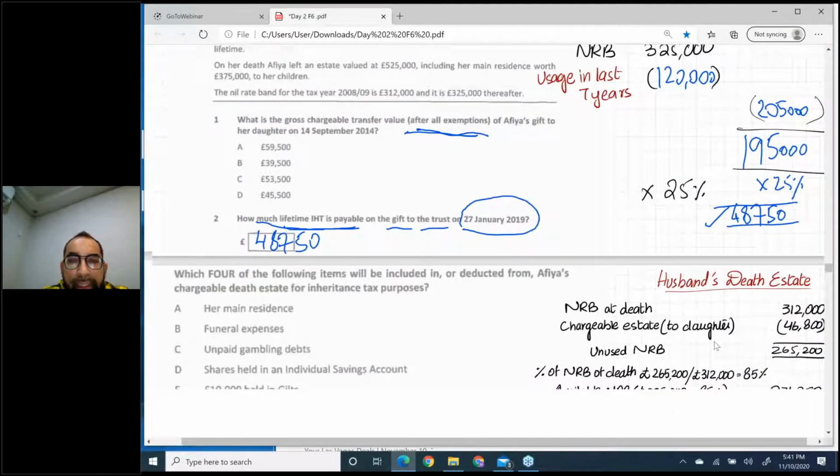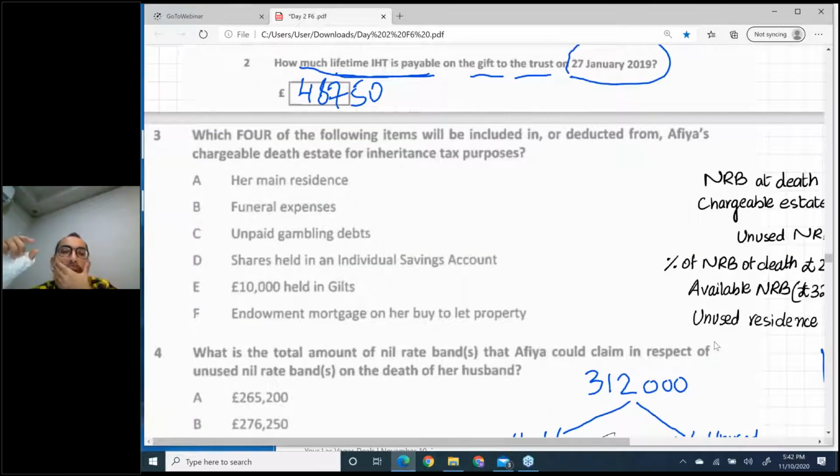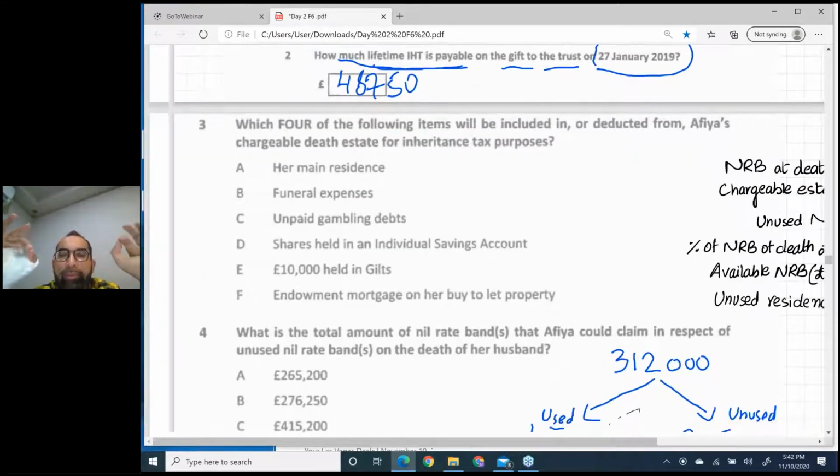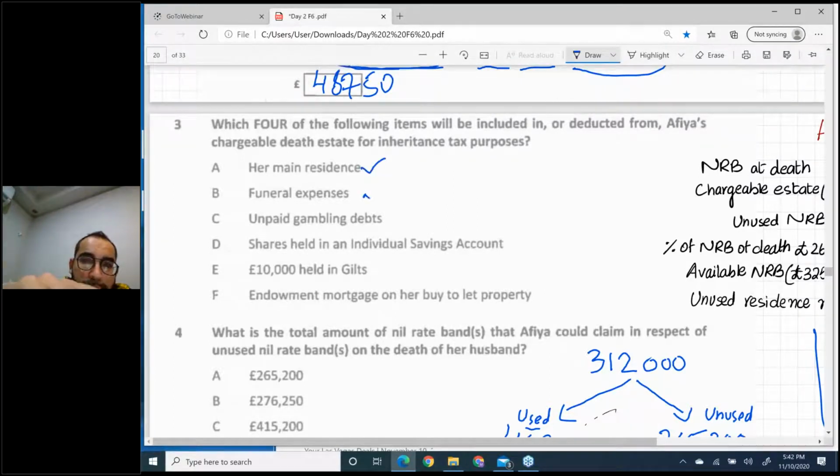Now, this is a general question. Question number 3, general question. Which four of the following items will be included in or deducted from the death estate? Which four of the following items are relevant to the death estate? So listen, main residence, yes, obviously you include the main residence. Funeral expenses, yes, you deduct funeral expenses, I taught you.